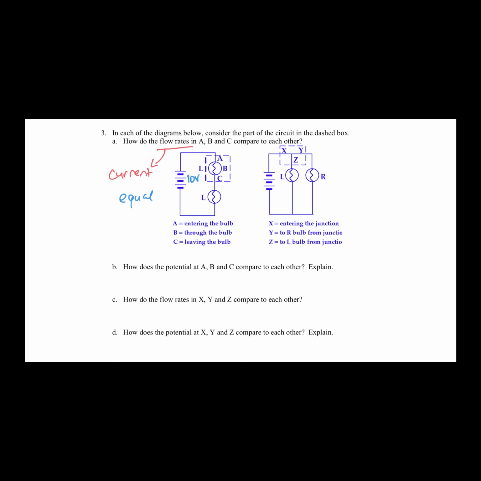Then light 1 would have half of that, so 5 volts. Light 2 would have the other half of that, so another 5 volts. So at A, it's going to be 10 volts. B, it's going to be a little bit in the middle. C, it's going to be the lowest at 5 volts. So in this one, A is the greatest, then B, and then C.